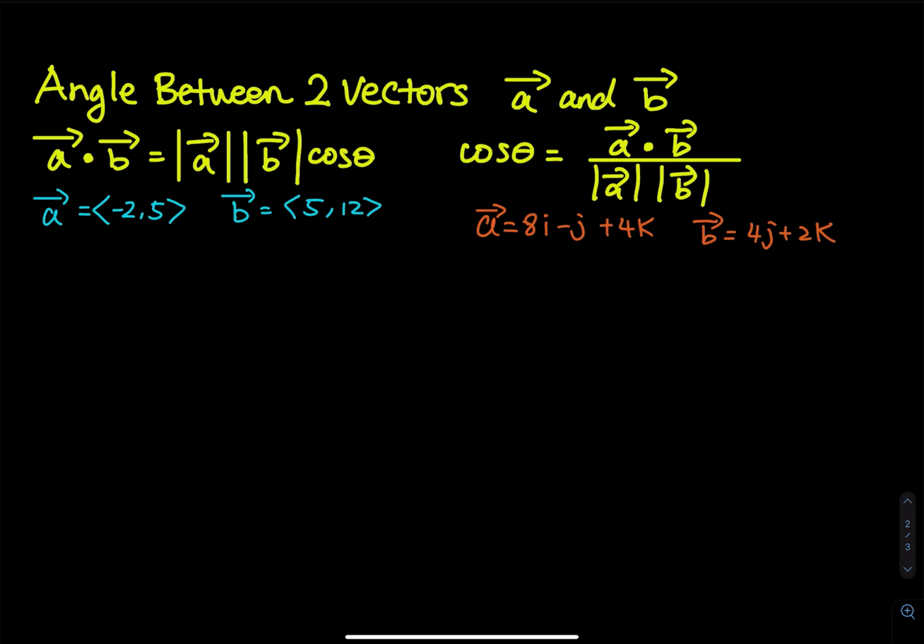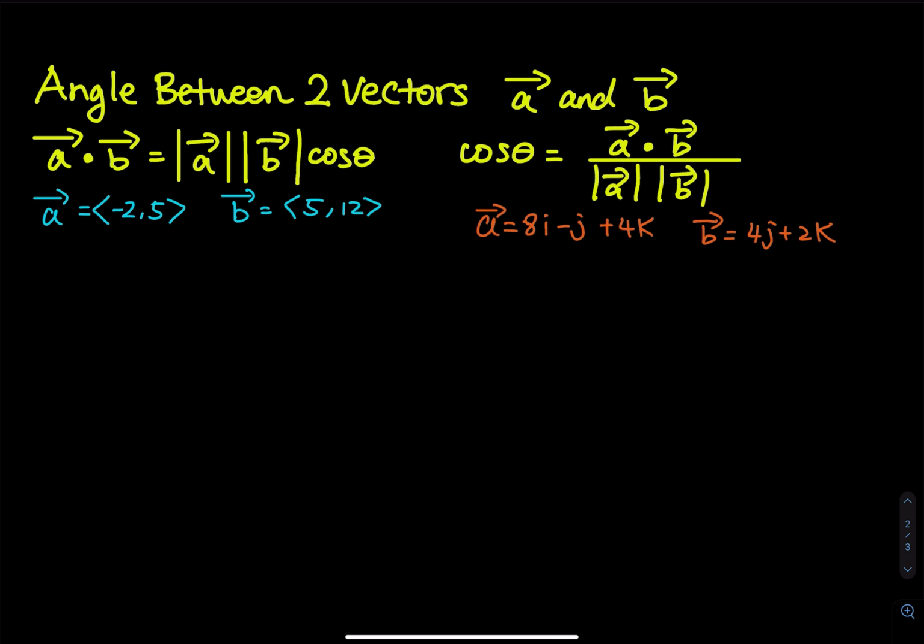Angle between two vectors, vector A and vector B. So we start with the dot product of these two vectors, A times B, that is equal to the product of the two magnitudes times cosine theta. So if you put cosine theta on one side, cosine theta is equal to the dot product divided by the product of the magnitudes.